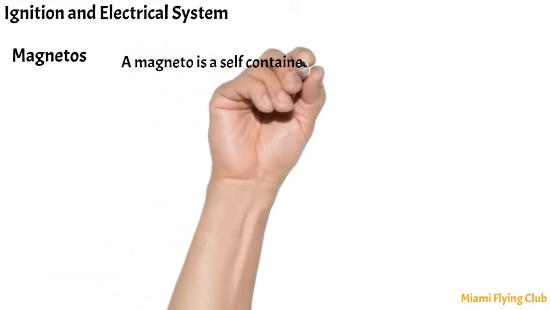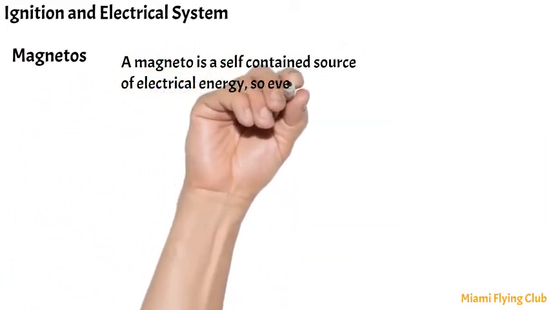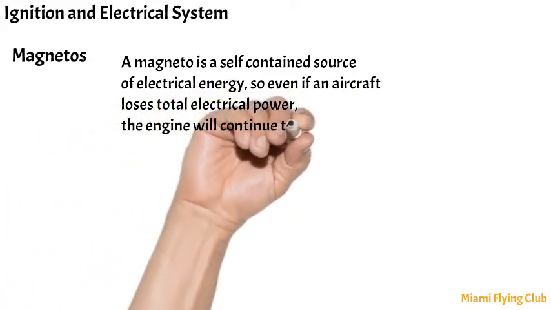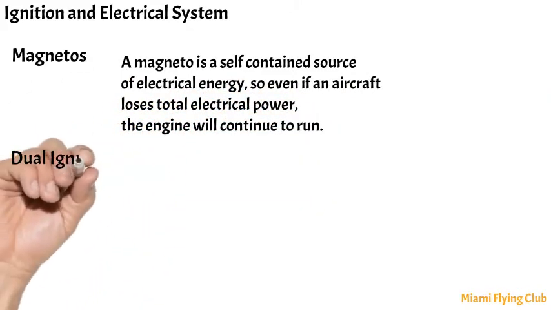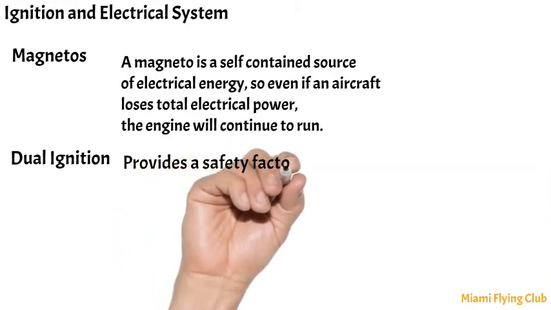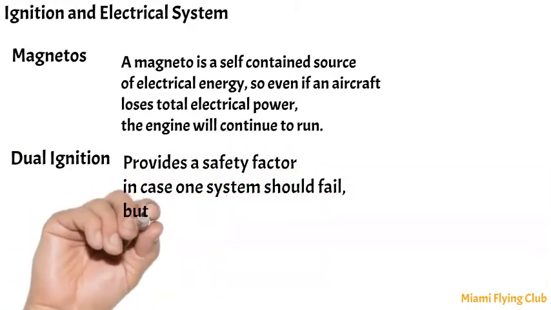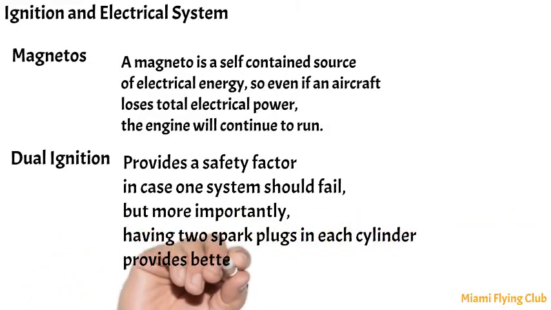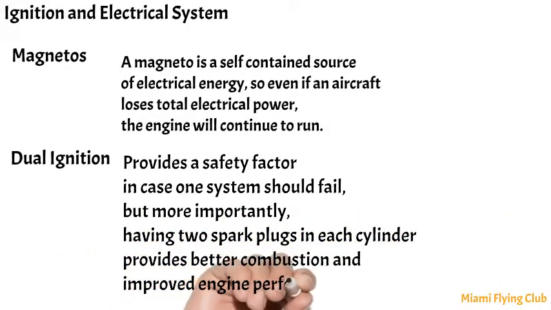Ignition and electrical system. Magnetos. A magneto is a self-contained source of electrical energy, so even if an aircraft loses total electric power, the engine will continue to run. Dual ignition provides a safety factor in case one system should fail, but more importantly, having 2 spark plugs in each cylinder provides better combustion and improved engine performance.